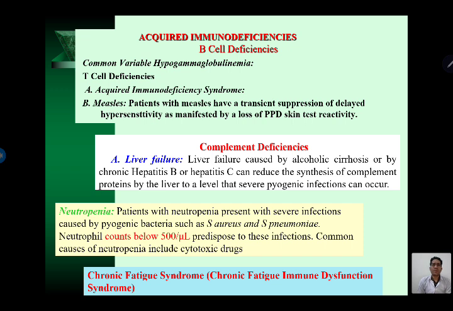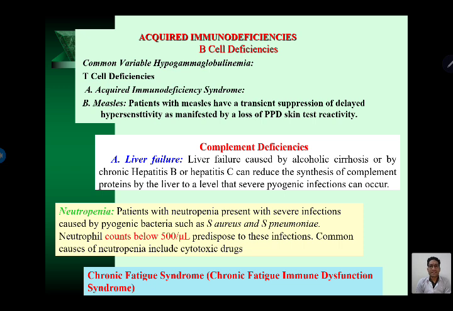The acquired immunodeficiencies, in which B cell deficiencies include common variable hypogammaglobulinemia, and T cell deficiencies include acquired immunodeficiency syndrome and measles. Patients with measles have a transient suspension of delayed hypersensitivity, as manifested by the loss of PPD (purified protein derivative) skin test reactivity.